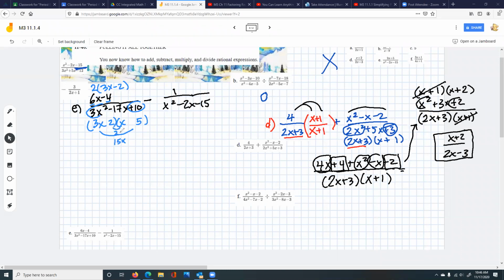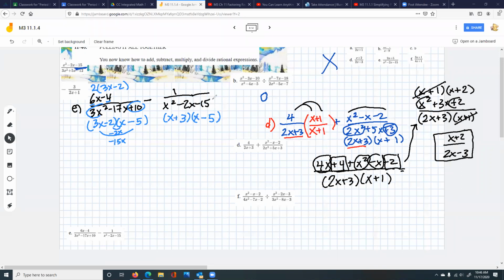The inside term is going to give me a 2x. I need them both to be negative. So this is going to be negative and that's going to be negative. Okay, let's go ahead and factor this one over here. X squared is x times x. 15 is 3 times 5. It's a negative 2, so the 5 will be negative and the 3 will be positive.